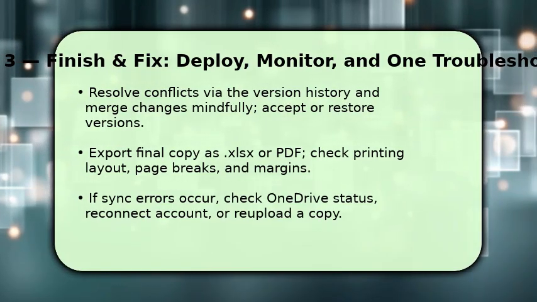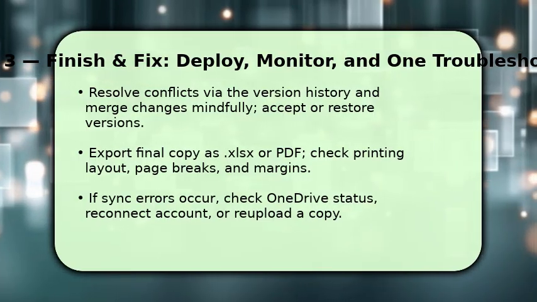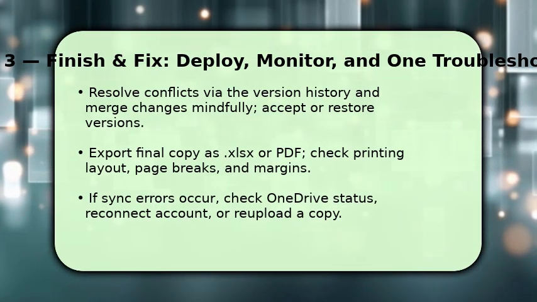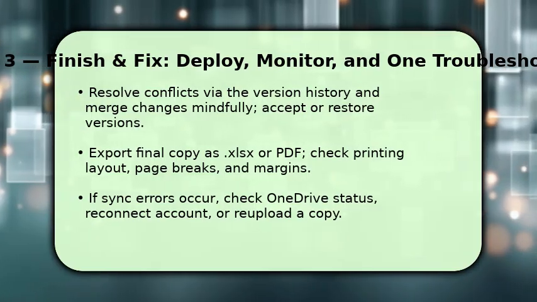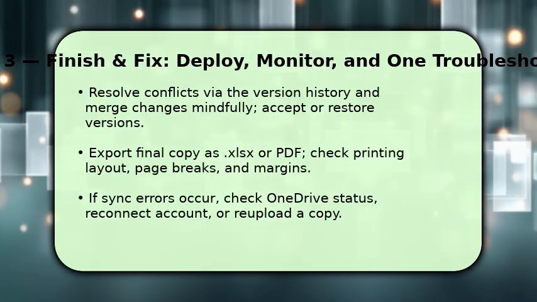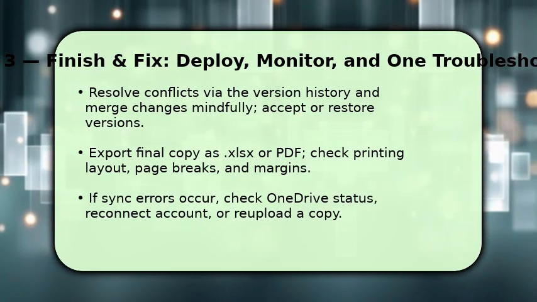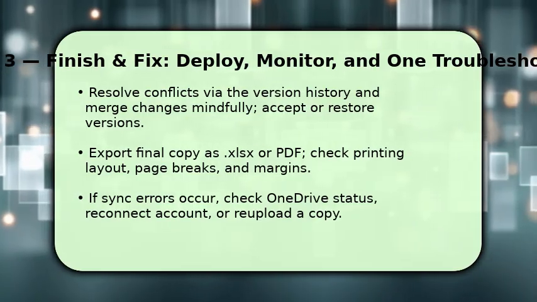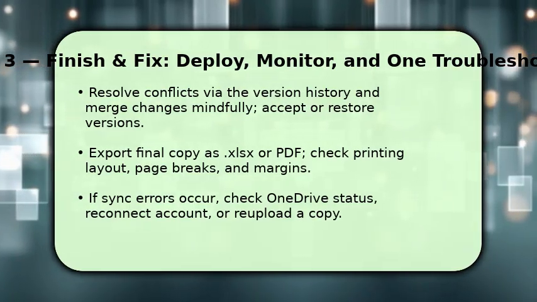If collaborators made conflicting edits, use version history to compare and merge changes, accept the most accurate version. If you encounter sync or save errors, check OneDrive connectivity, sign out and back in, or download and upload a copy as a quick fix. This usually restores normal syncing.